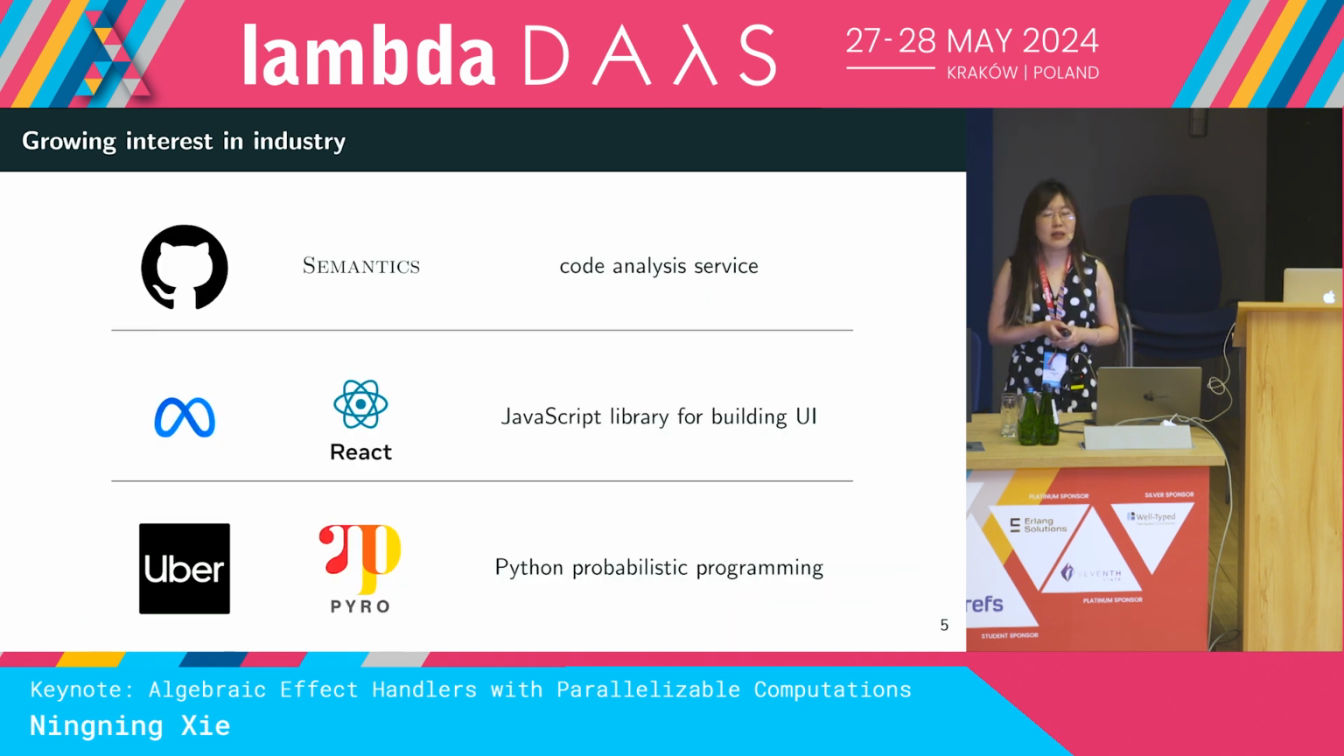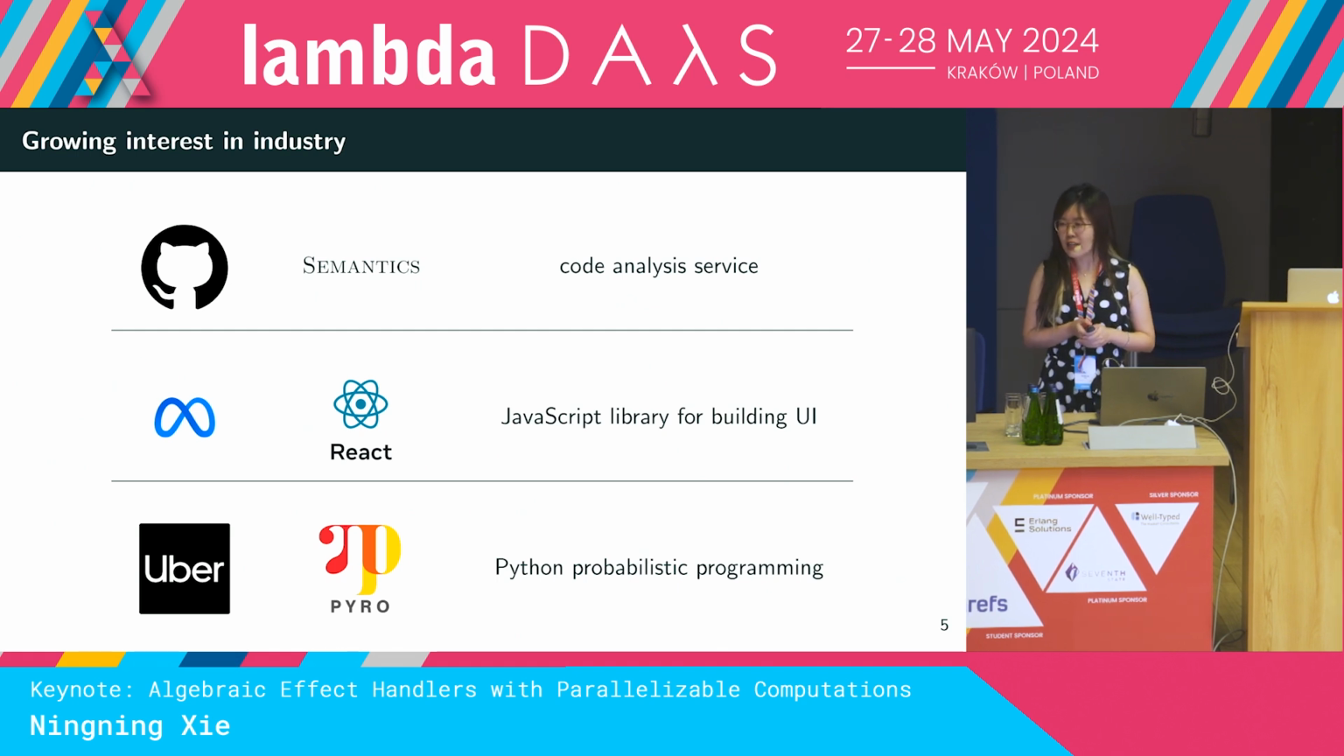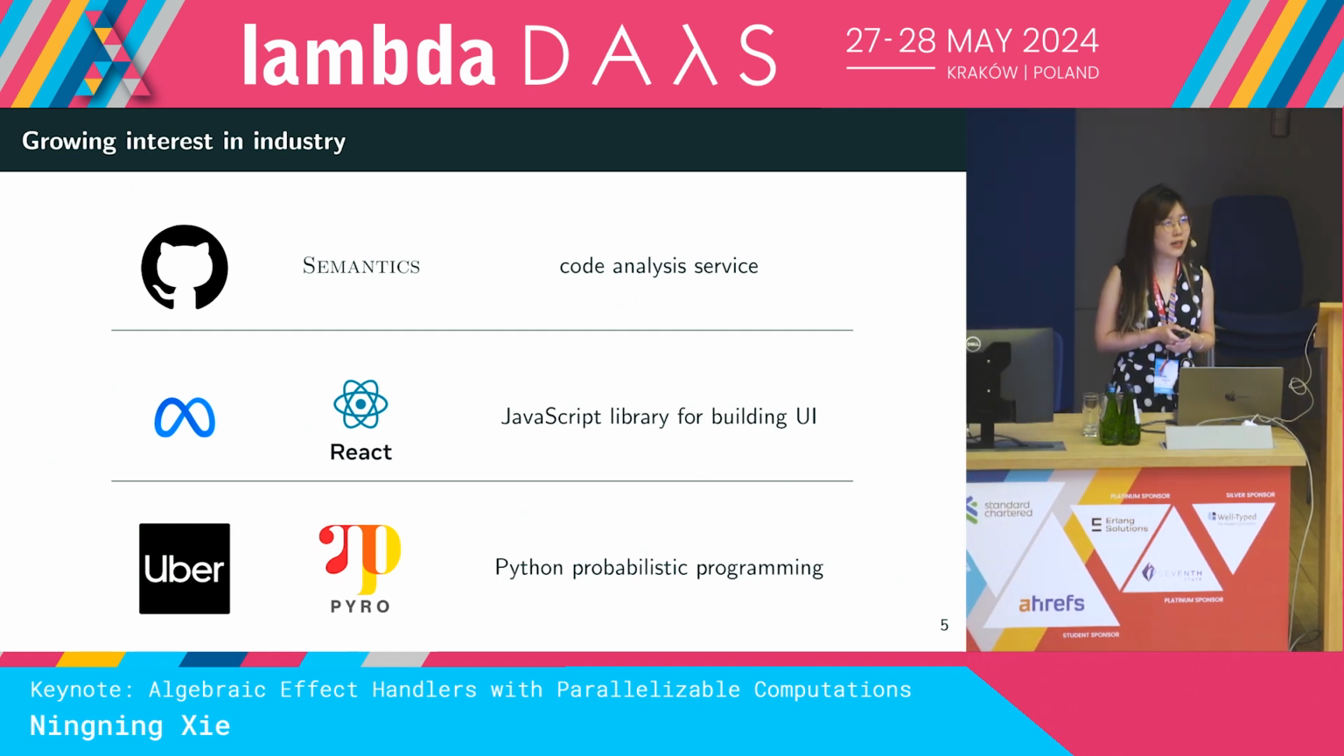And it's not only about academia. There is also a growing interest in effect handlers in industry. For example, GitHub has this code analysis service called Semantic that uses effect handlers in their production. And React is a JavaScript library for building user interfaces by Meta, and they use effect handlers to design hooks that allow developers to reuse stateful logic. And lastly, Pyro is a Python library developed by Uber, and they use effect handlers for creating new inference algorithms for probabilistic programming.